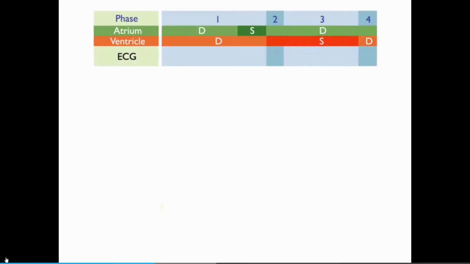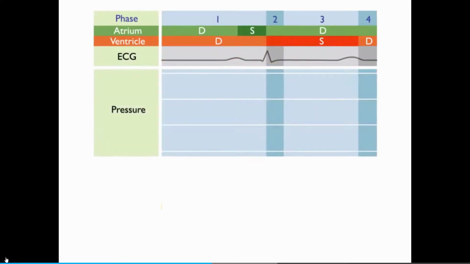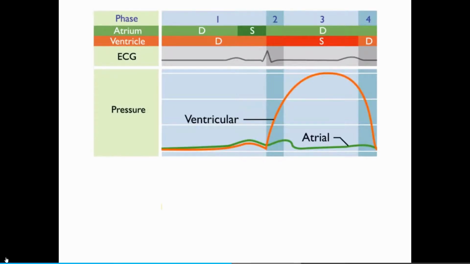The electrocardiogram, or ECG, records the electrical activity of the heart. Electrical activity shown in the ECG precedes contraction and relaxation of the atria and ventricles. As the heart contracts and relaxes, changes in pressure occur within the chambers. These graphs allow us to see the pressure changes in the atria, ventricles, and aorta.